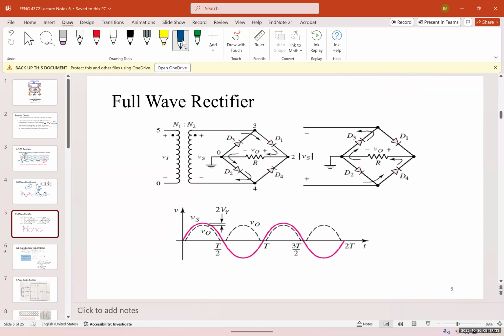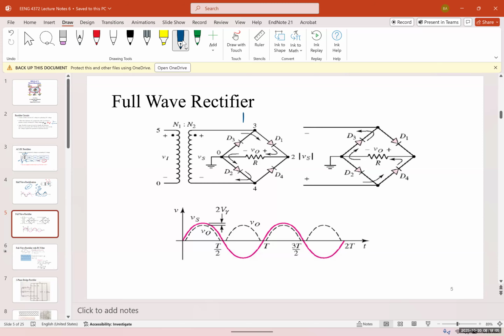Therefore, a better solution is called a full-wave rectifier. This is one type that we call a bridge rectifier. We have different types of full-wave rectifiers, but the most commonly used is called the bridge rectifier. A bridge rectifier is made out of 4 diodes. In each half cycle, 2 of the diodes conduct the current, and 2 of them are blocking the current.